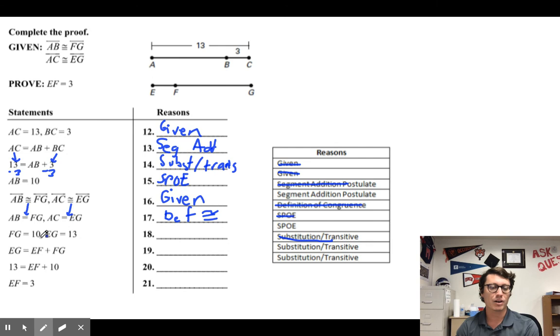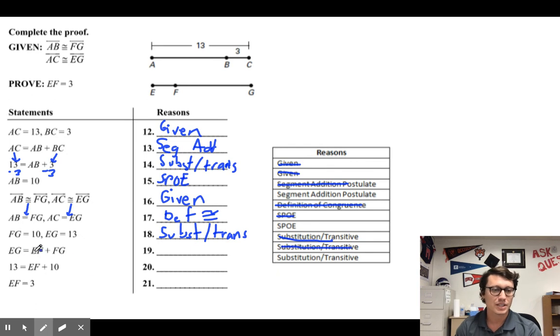Okay, now FG equals 10 and EG equals 13. Again, if we are saying that these two are equal to each other and we found that AB equals 10 and AB also equals FG, now we have the transitive property. Okay, we can say that it's substitution or transitive. I would lean towards transitive, but they are interchangeable.